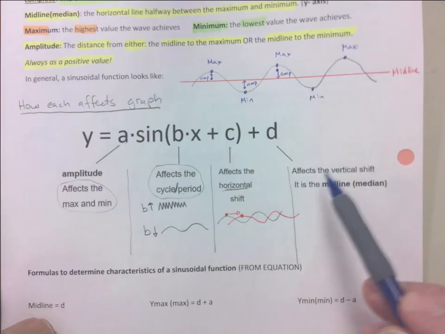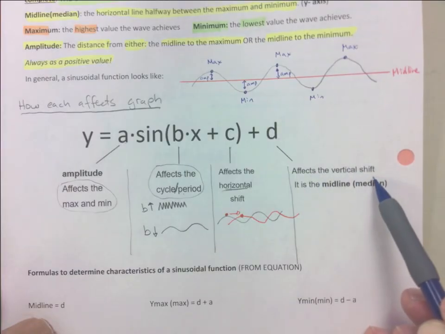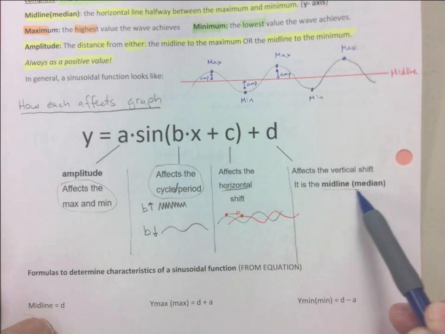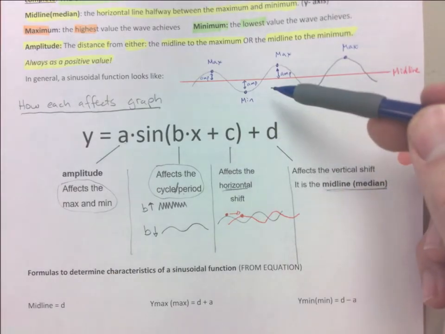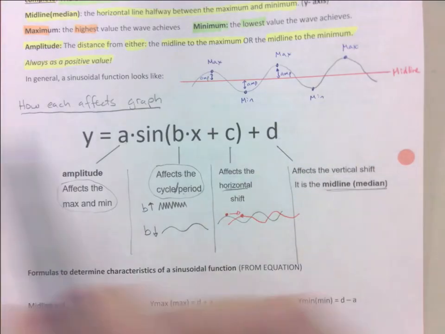And D affects the vertical shift. It is the midline. That is the midline, but it will affect it. If you increase it, it will go up. If you decrease it, it will go down.